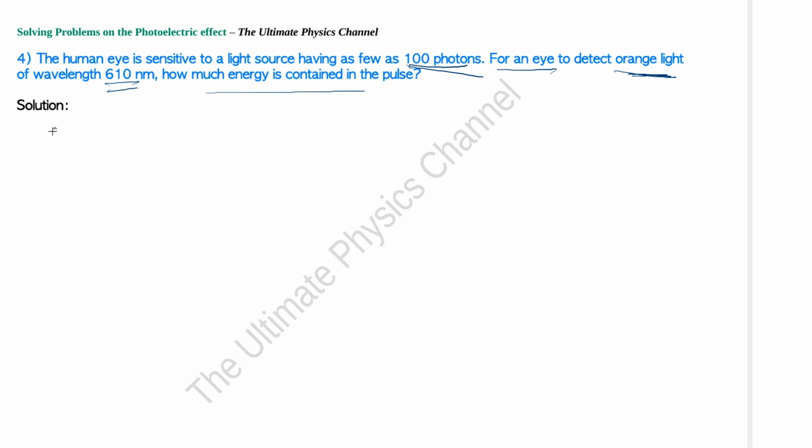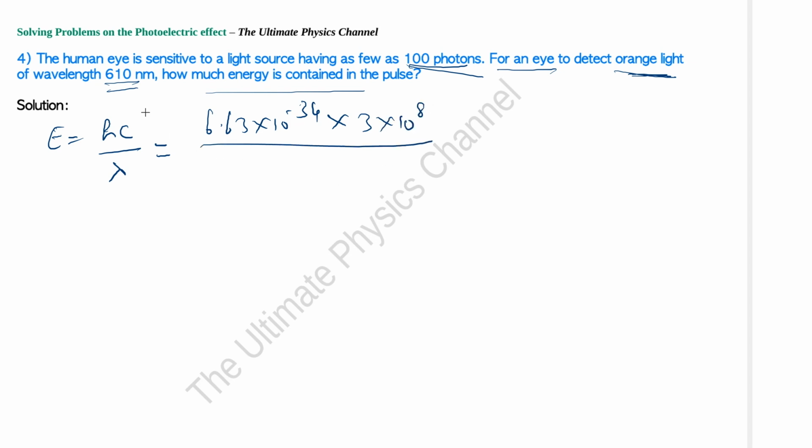So basically for the given wavelength, E is equal to hc over lambda is the formula for calculation of the energy of the photon, and therefore 6.63 times 10 power minus 34 times 3 into 10 power 8 over the lambda, which is 610 times 10 power minus 9. If we work out the numbers, we get the energy of the photon to be 3.24 times 10 power minus 19 joule.